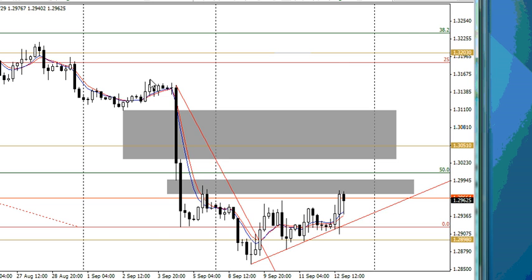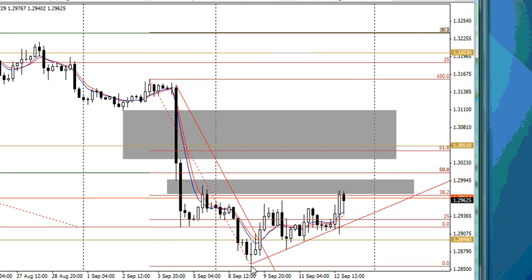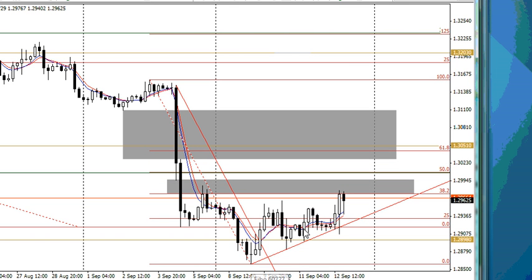Let's put a Fibonacci against this move to the downside from last week. And what do we get? Well, look at this. We've got the 38.2 retracement, which is where we are, right at that area, the value area.